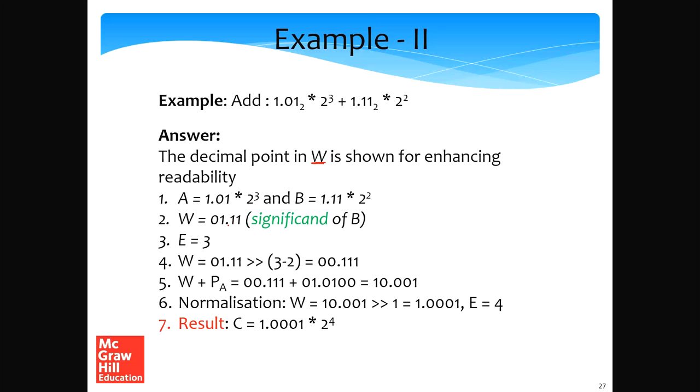So the significand of B is 01.11, and E, the final exponent that at least we are planning at the moment, is 3. So to make W, the first stage would be that we take the significand of B and shift it to the right by 3 minus 2 positions. So this will make it 0.111. Then we add 0.111, which is the value of W, the right shifted version of B's significand, with the significand of A, which is 1.01.